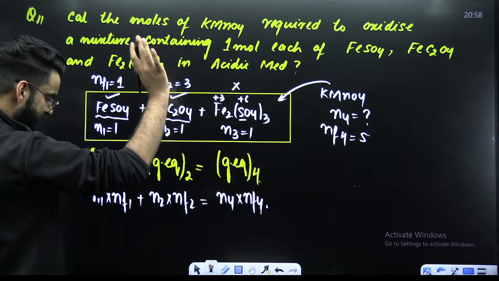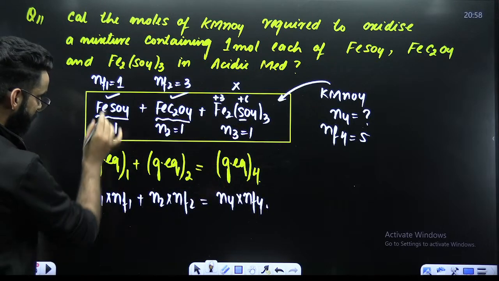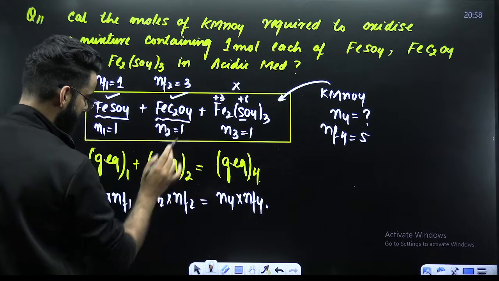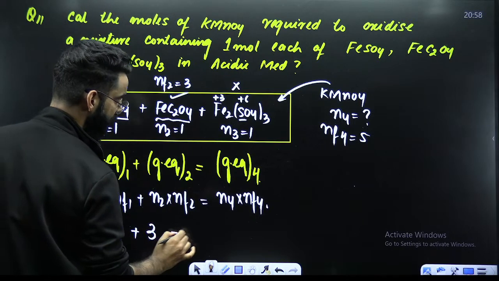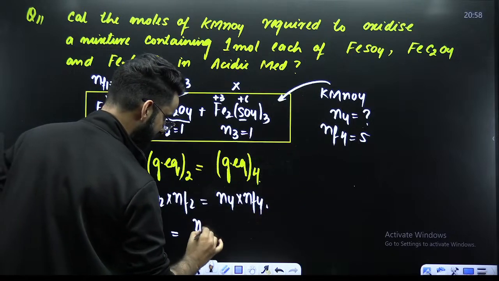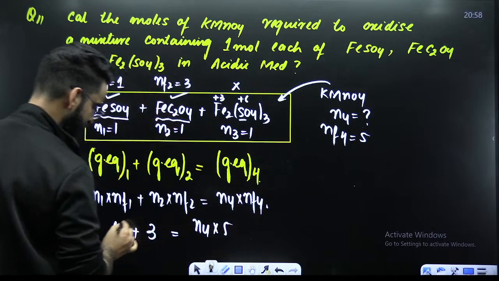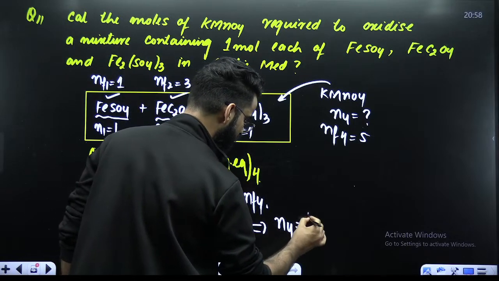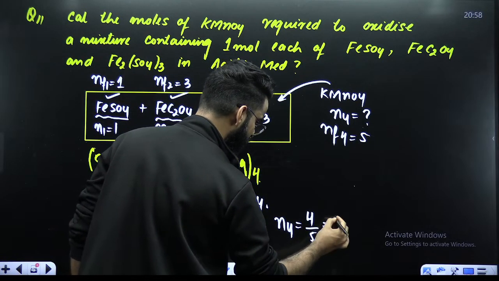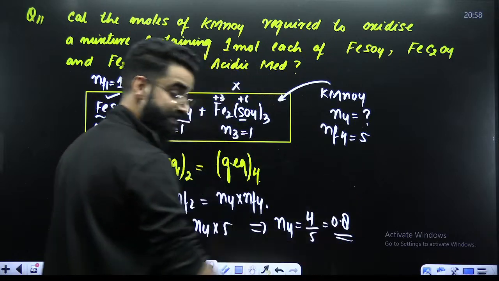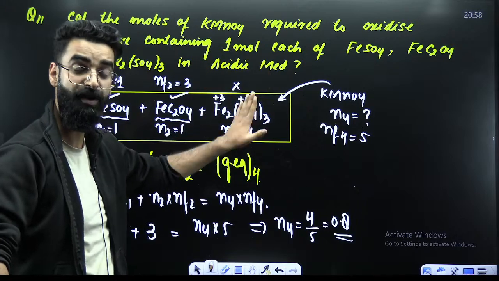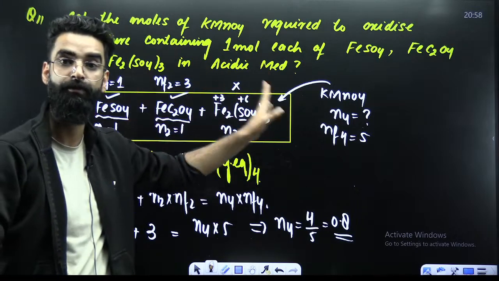For the third, we have got nothing to do with it. This is 1 multiplied by 1, that's 1, plus N2 multiplied by N factor 2, which is 3 multiplied by 1, is 3, equal to N4 multiplied by 5. So 3 plus 1 is 4. 4 by 5 is the answer. So N4 here came out to be 4 divided by 5, which is 0.8. So 0.8 moles of KMnO4 are required to oxidize a mixture containing 1 mole each.